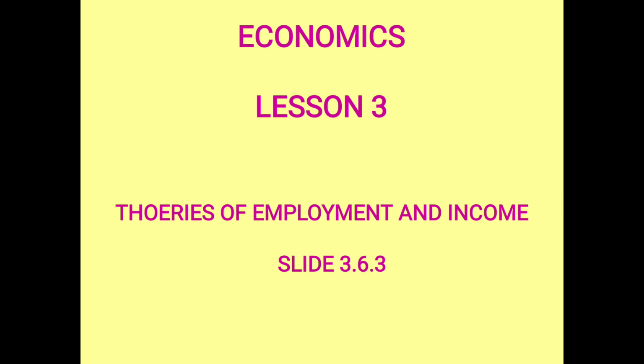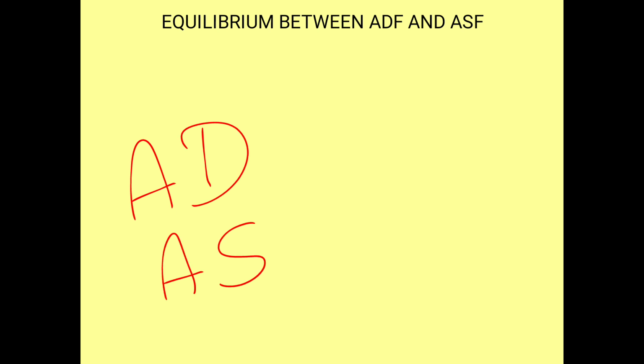So today we are going to see class 12 economics. Previously we have seen, and today we are going to see, theories of employment and income, slide 3.6.3. Today we are going to see the equilibrium between ADF and ASF. Already we have seen aggregate demand, and AS stands for aggregate supply.